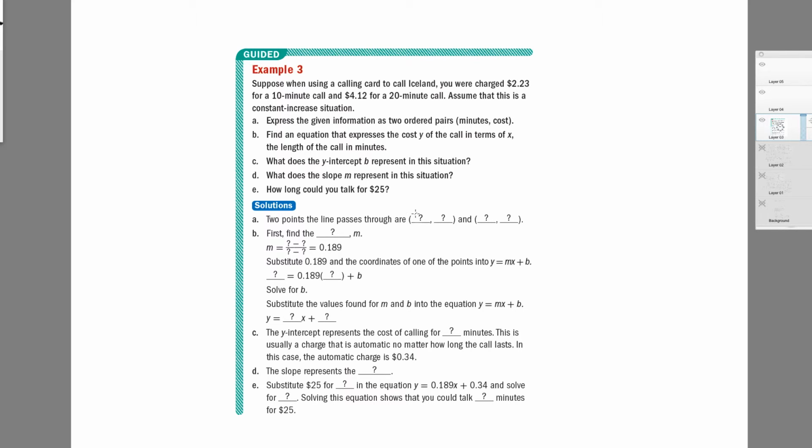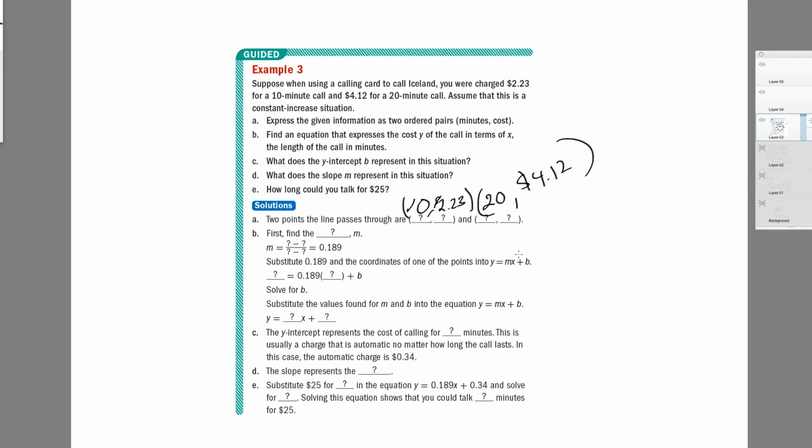Well, it's pretty easy. Time is the independent variable. So in the first point, it was 10, and that was 4.12, right? No, it was 3.23. Sorry, 3.23. That's dollars. And in the second time period, that was 20 minutes and $4.12. So those are our ordered pairs.